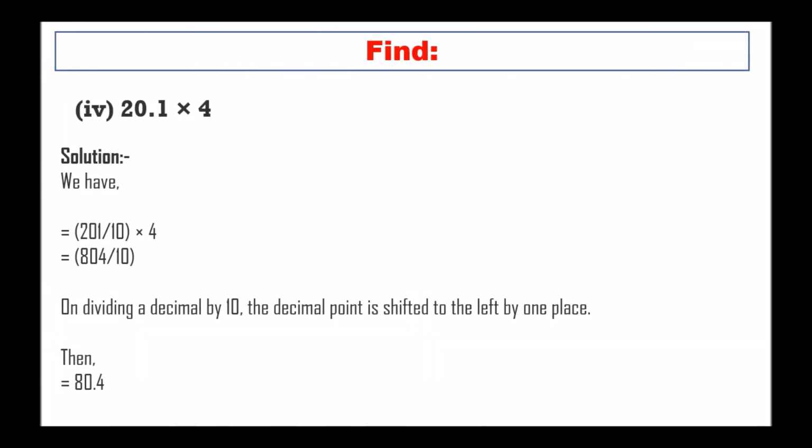20.1 into 4. So 20.1, the number after the decimal is 1. So we will divide by 10. 201 divided by 10 into 4. Now we will multiply 4 and 201. That is 804 divided by 10. On dividing by 10, the decimal point will shift by one place. That is 80.4.